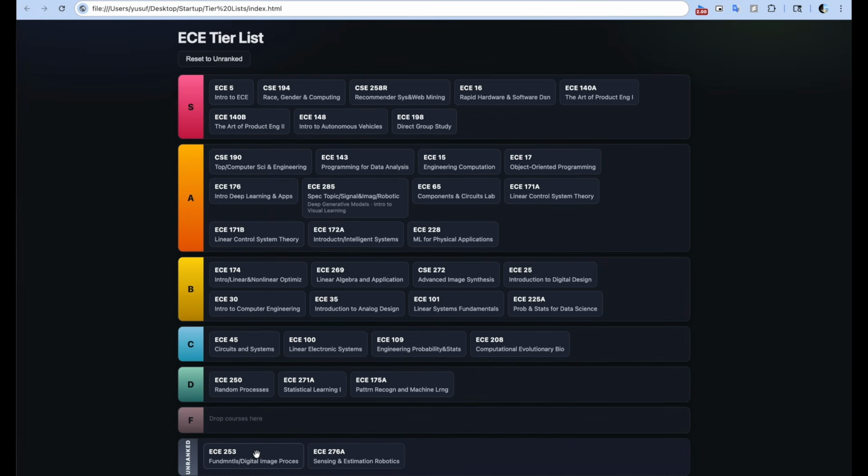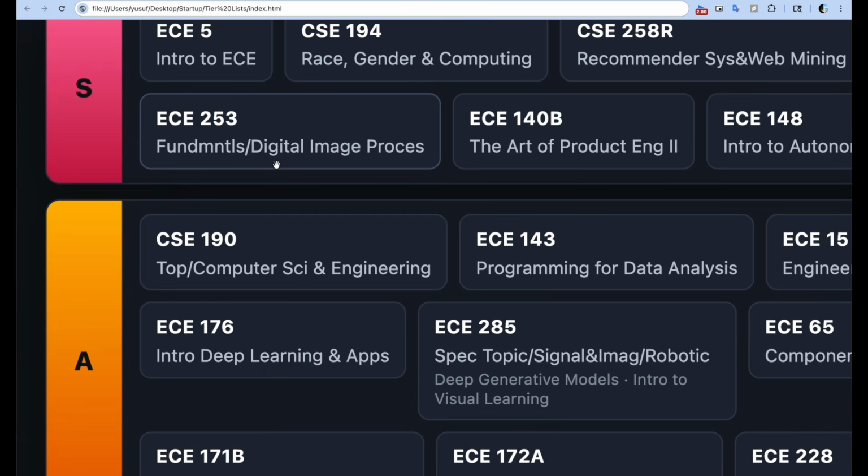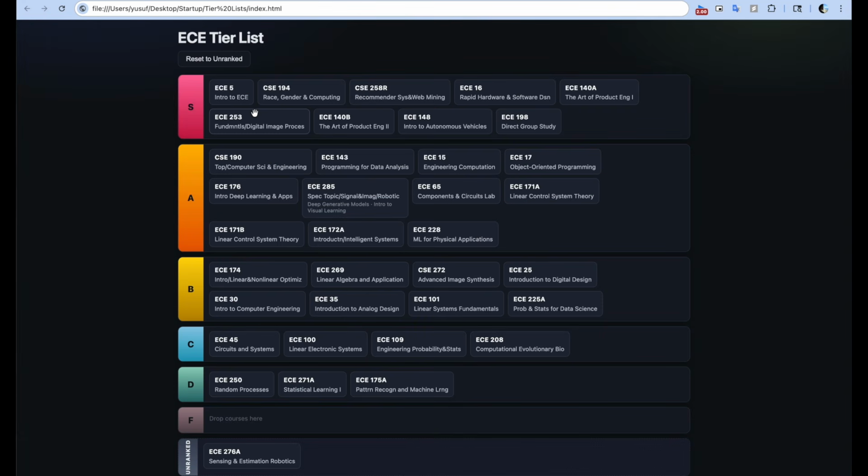253, easy comp exam and easy A. That goes to A tier. It just helps you out. Sometimes we as students need a break, and you learn a lot about different processes and image processes and stuff like that. The only downside is you have to build your own data set for this class.